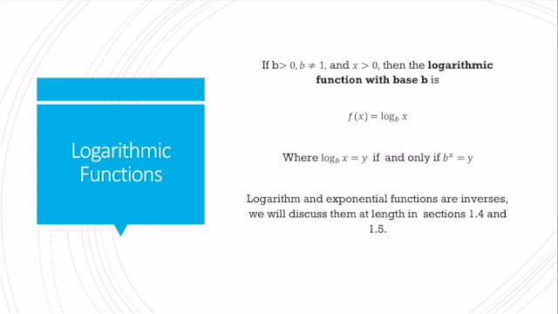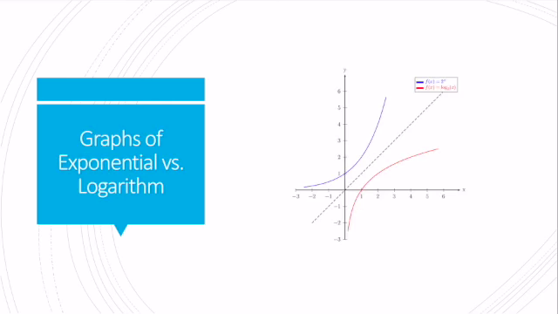So logarithmic functions with base b: f of x is log base b of x, where log base b of x equals y if and only if b to the y equals x. Okay? And we're going to discuss these at further length in sections 1.4 and 1.5. So here are their graphs.